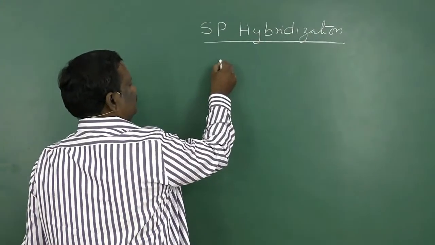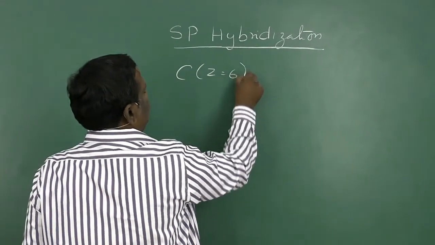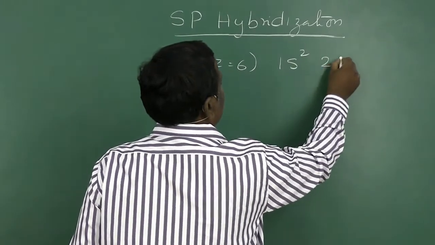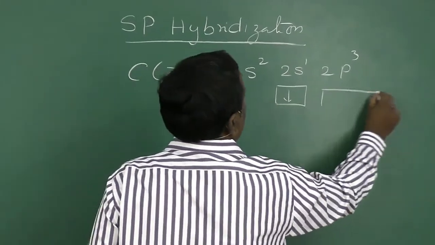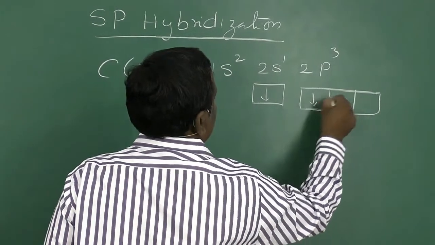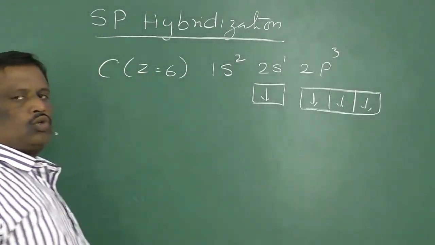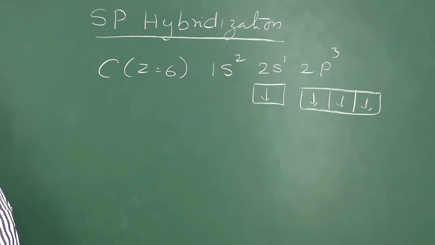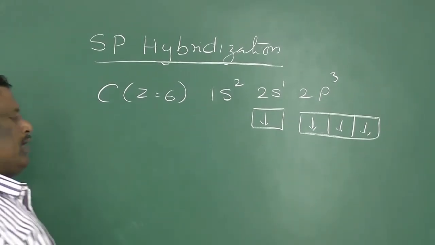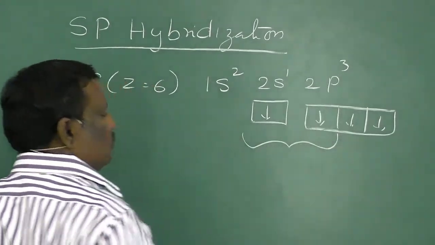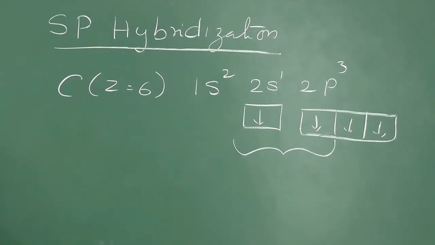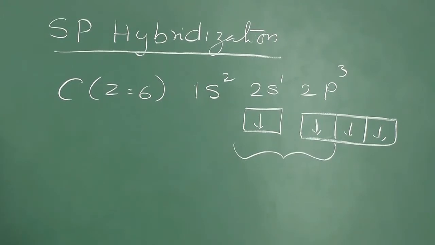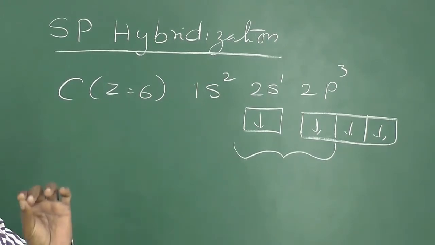We know that carbon's electronic configuration in its excited state is 1s2, 2s1, 2p3. So, in the valence shell of carbon, we have four half-filled orbitals, that is one 2s orbital and three 2p orbitals. Now, out of these four orbitals, only two orbitals, that is one 2s and one 2p, will take part in hybridization, and the rest of the 2p orbitals, though they are able to form bonds, do not take part in hybridization.